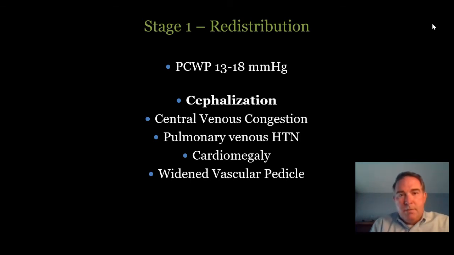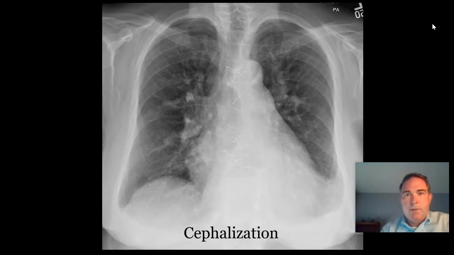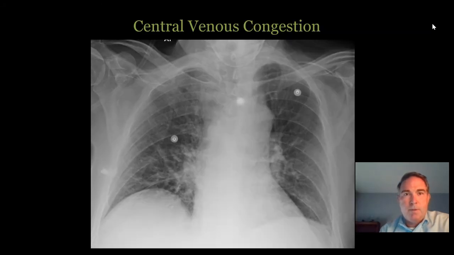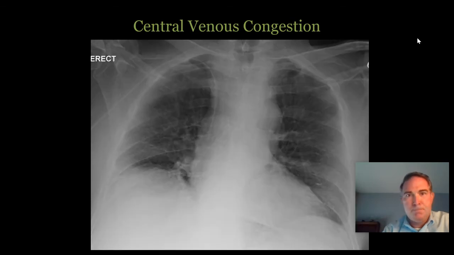So for stage one, you're going to see cephalization, central venous congestion, pulmonary venous hypertension, cardiomegaly, and wide vascular pedicle. This is a good example of those things. Central venous congestion is a general term implying there are too many vessels radiating from the hilum in an abnormal distribution, but you don't see the fluffy clouds of alveolar edema, and you don't see the curly lines of interstitial edema. So that's just phase one. Another example there.